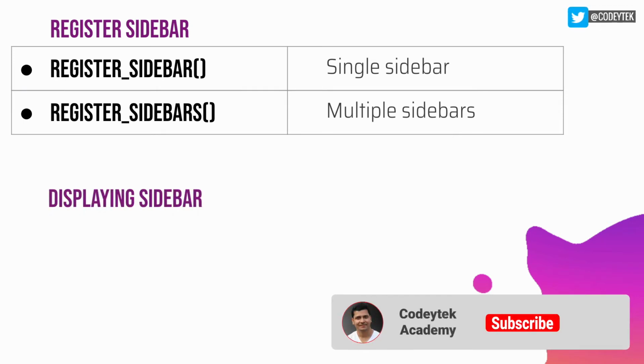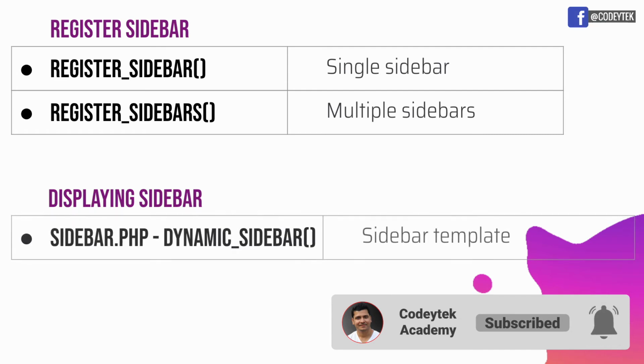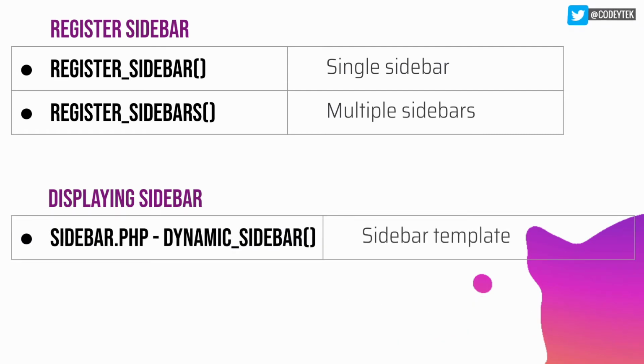How would you display them? To display them, there are two steps. The first is to create a file called sidebar.php, which is your sidebar template, and call the function dynamic_sidebar inside of it. Then, to call this template, you can use the get_sidebar function.